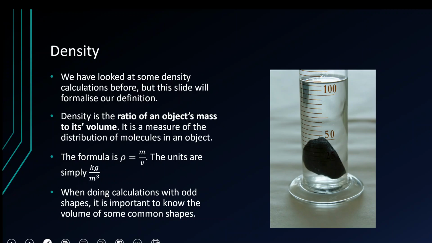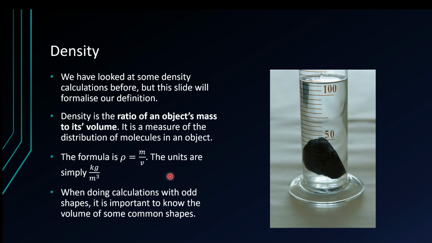So, density is the ratio of an object's mass to its volume, and it's essentially how compacted the internal molecules are in an object. So, the units actually for density are fairly simple. It's just kilograms per meter cubed. So, it's literally just a ratio of mass in kilograms to volume in meters cubed.